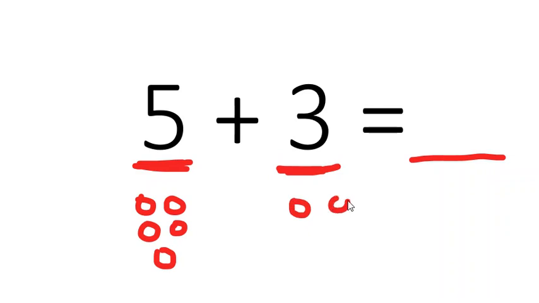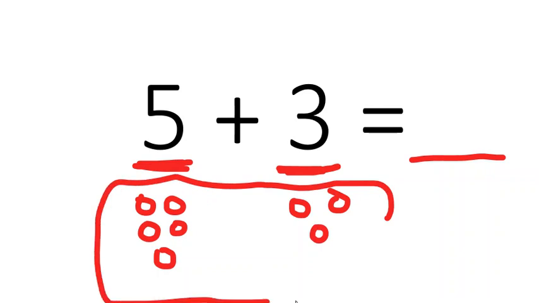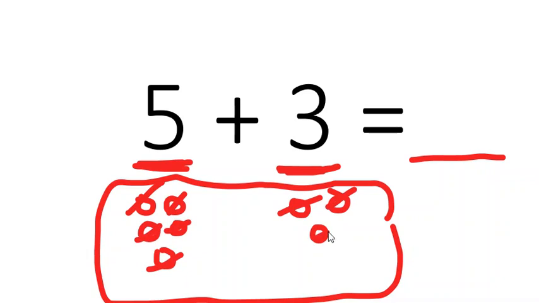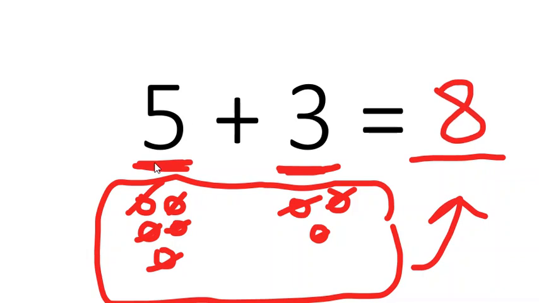1, 2, 3. And my last step is to add them all together. So I'm going to add them all together to have 1, 2, 3, 4, 5, 6, 7, 8. So my answer to this problem is 8. And this is how you write number 8. So 5 plus 3 equals 8.